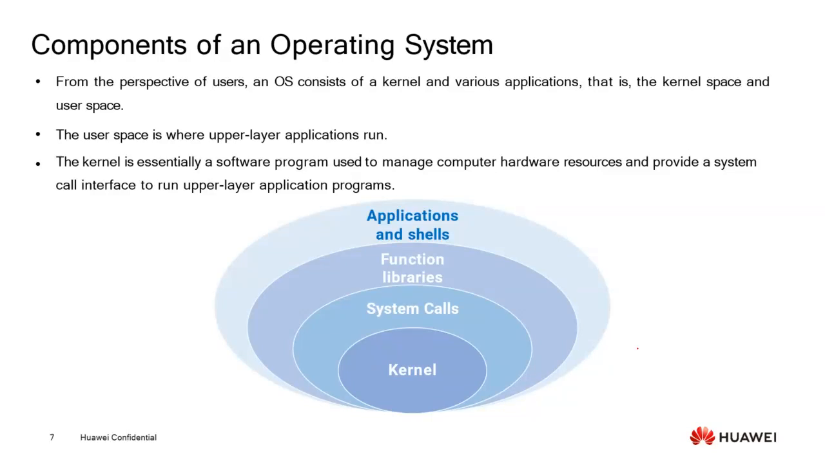So let's look at the components. There are different components of the operating system. However, the operating system can be divided into two different types of spaces: the kernel space and the user space. To explain this, we need to know what a kernel is.